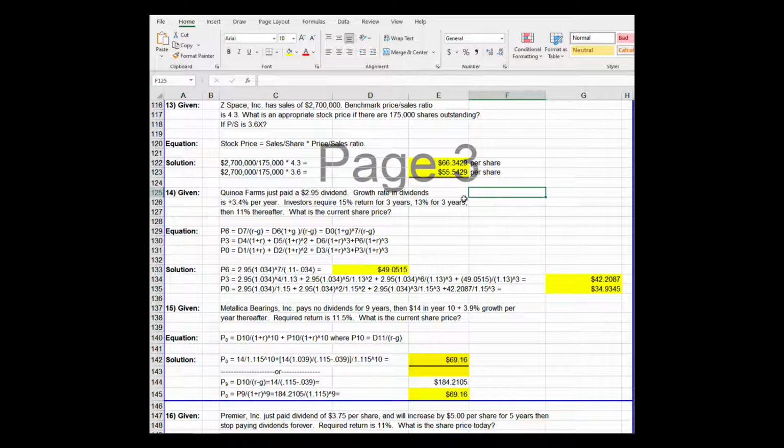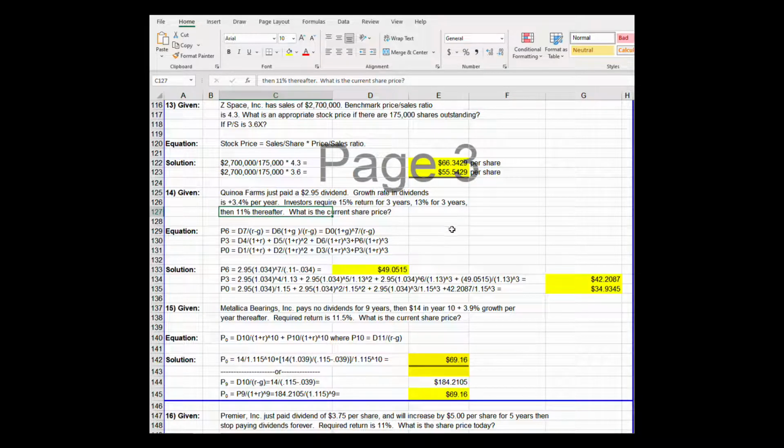Now problem number 14. Chinua Farms just paid a $2.95 dividend. The growth rate G is 3.4%. Investors require a return of 15% for 3 years, 13% for 3 years, then 11% thereafter. What is the current stock price?